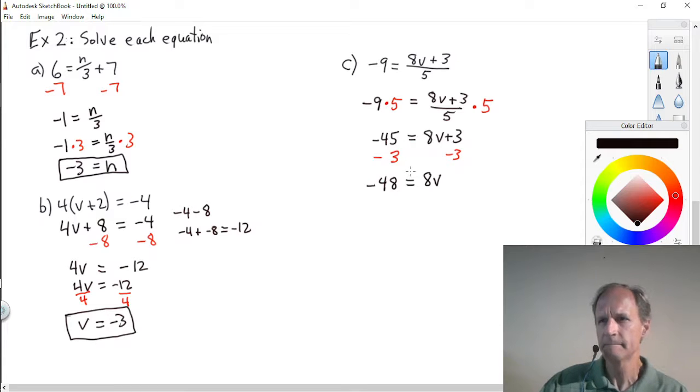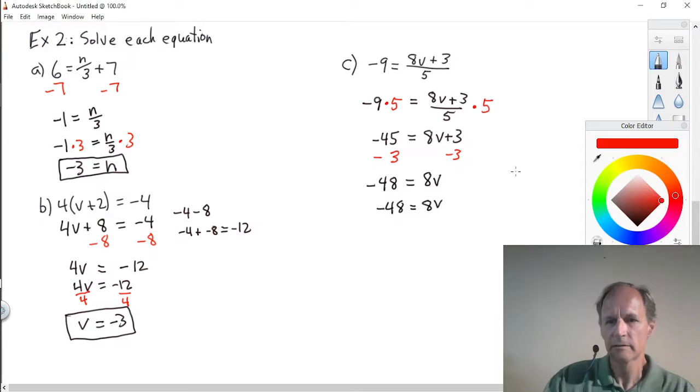Okay. And so now we're just about there. Divide both sides by 8, right? I'm going to rewrite it just so every step will be there. Divide both sides by 8. What's left over here? Negative 6 equals v. That's what we were after.